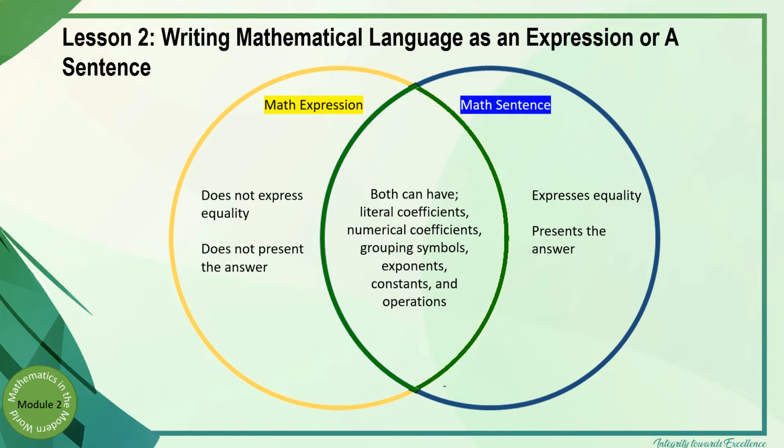They both can have literal coefficients. Pag sinabi natin literal coefficients, yung term doon is variables. May mga variables yung ginagamit. Numerical coefficients. So, ito yung mga numbers na naka-attach siya, nakadikit dun sa unahan ng variables. Okay? So, lahat ng variables may numerical coefficients. Pag hindi mo makita ang numerical coefficient niya, it is understood that that variable has 1 for its numerical coefficient.